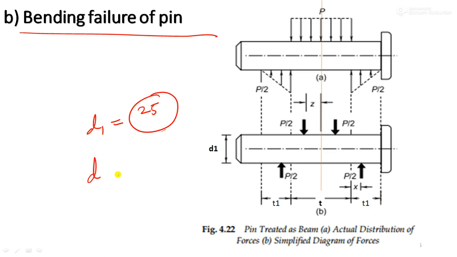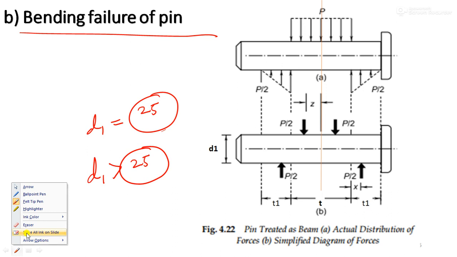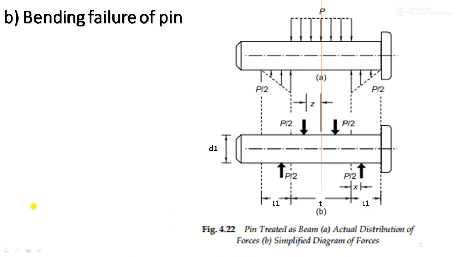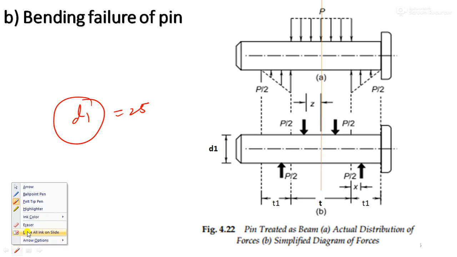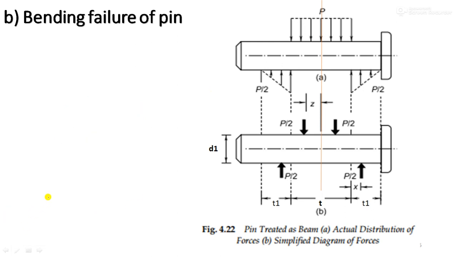So obviously you have to select D1 which is greater, so D1 will be selected as 25. Guys, try to understand that you have to do both analyses, bending as well as shear analysis, and the greater of the two you have to select, because if you select the greater, obviously it will not fail in both shear as well as bending. Is it clear? So now how do you do the bending analysis?